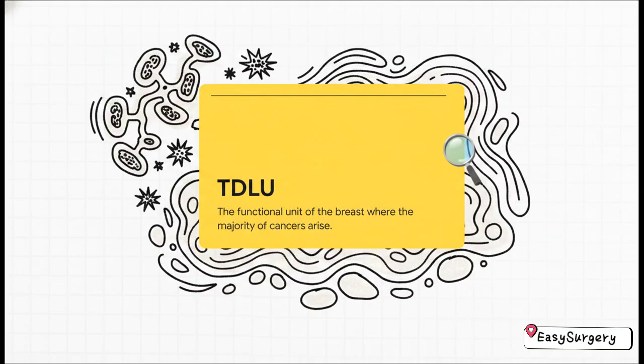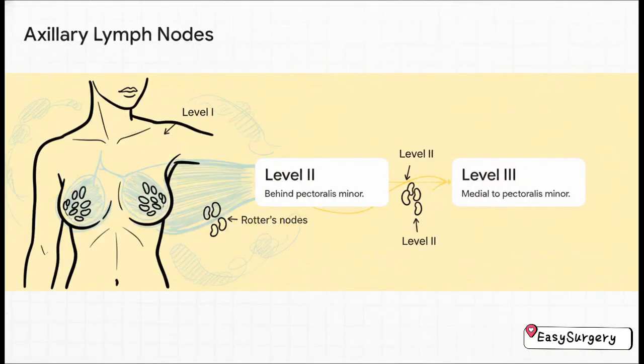Why? Because the TDLU is basically ground zero. It's where the vast majority of invasive breast cancers and conditions like DCIS actually start. This is in stark contrast to the surrounding stroma, the connective tissue, which is where benign, non-cancerous lumps like fibroadenomas tend to form. So, figuring out exactly where a lump originates tells us a whole lot about what it might actually be. So, let's see how this ties into the lymphatic system.